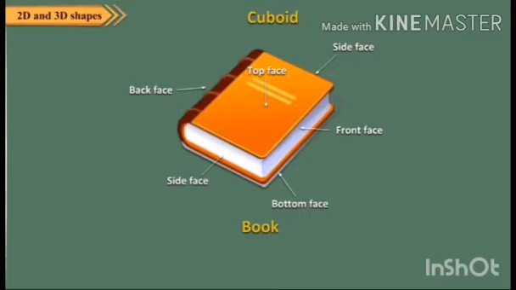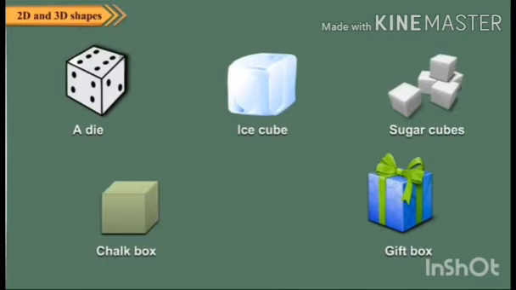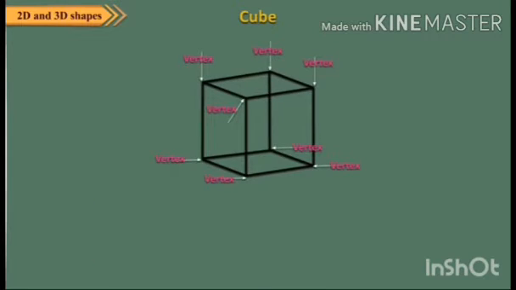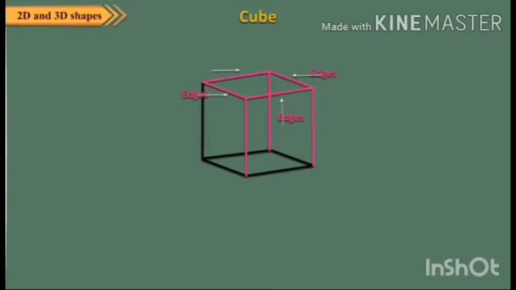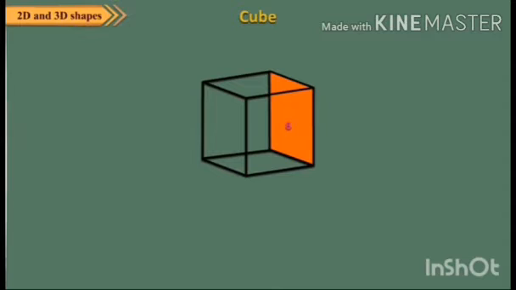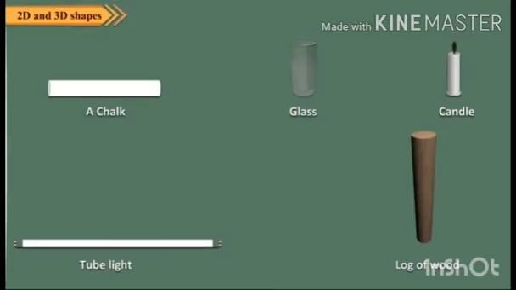Now see the next. After the cuboid shape, here a die, ice cube, sugar cube, chalk box, gift box. Which type of shape? Here it is given as a cube shape. In a cube there are equal sides, and the total number of edges, which are also called sides, is 12, and vertices 8, equal to the cuboid.